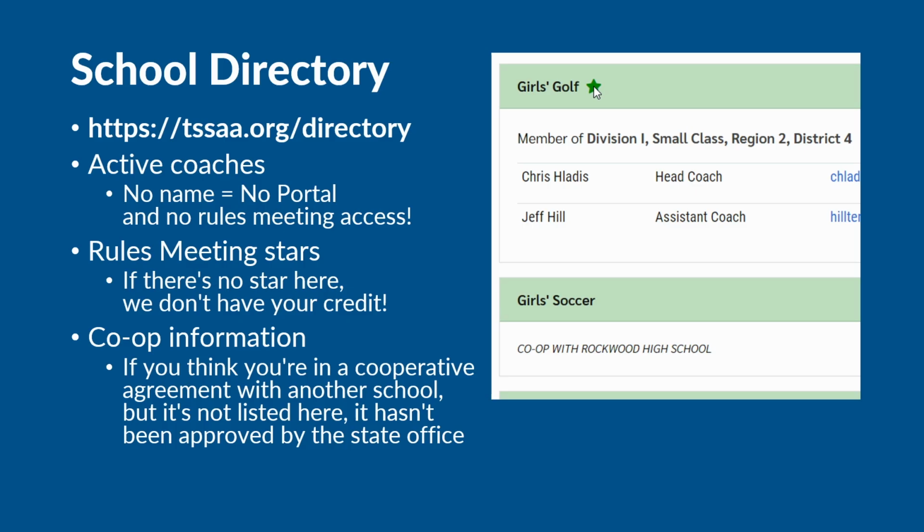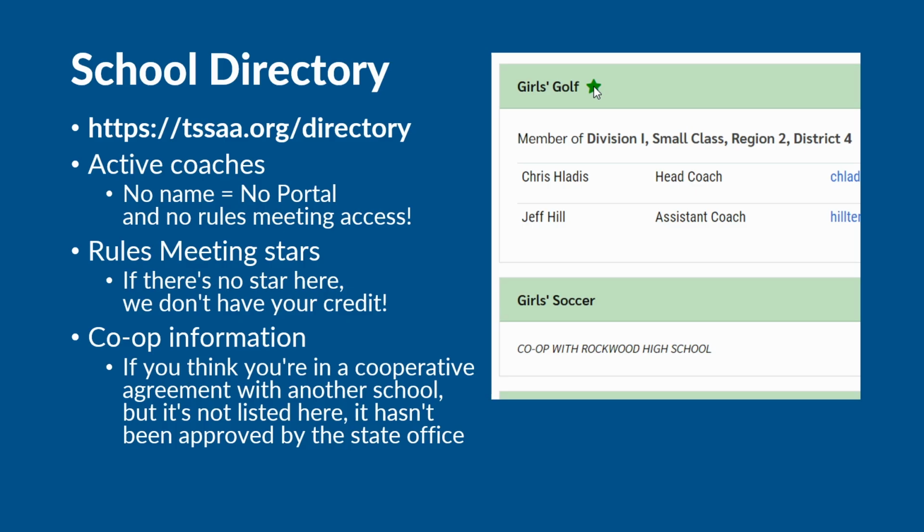Another thing that I'll point out here is that stars will appear for each sport on your school directory page to indicate whether that sport has rules credit for the current school year. So ADs, if you want to go to the school directory page for your own school and look down the list, if there's no star there, that means that there's no rules credit gained. So there should be a star next to every sport except cross country. There's no rules meeting in cross country. So that's a helpful tip there for you too.